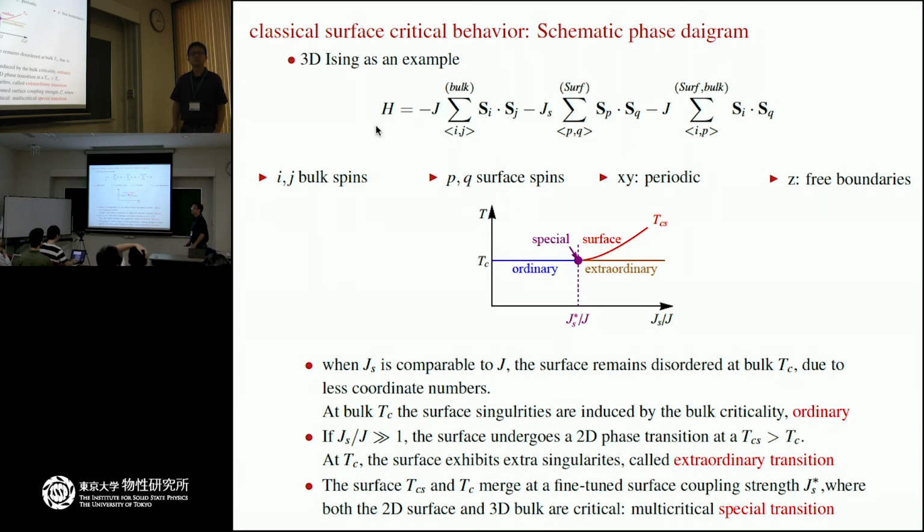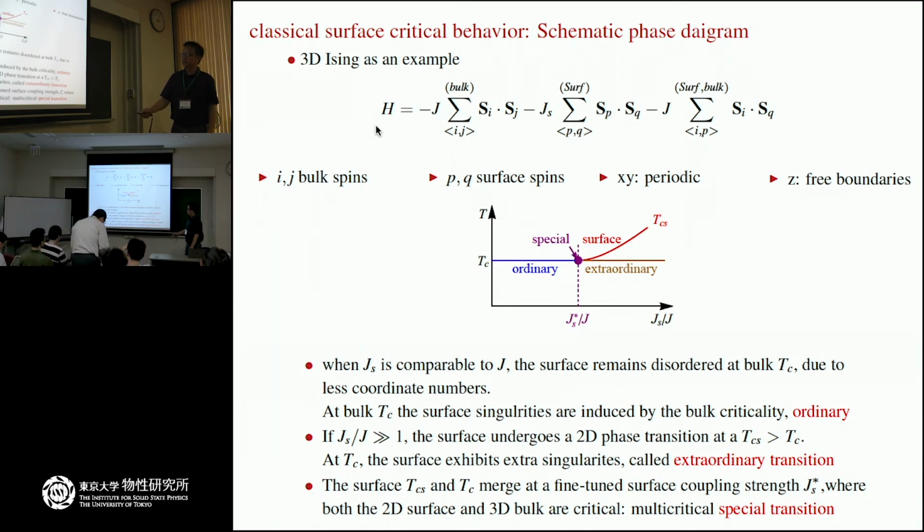Question: is your capital S an Ising spin or a Heisenberg spin? Ising spin, just a single component. But the Hamiltonian is defined on a 3D spatial system. It's a 3D model, but with open boundaries. So you have a surface.